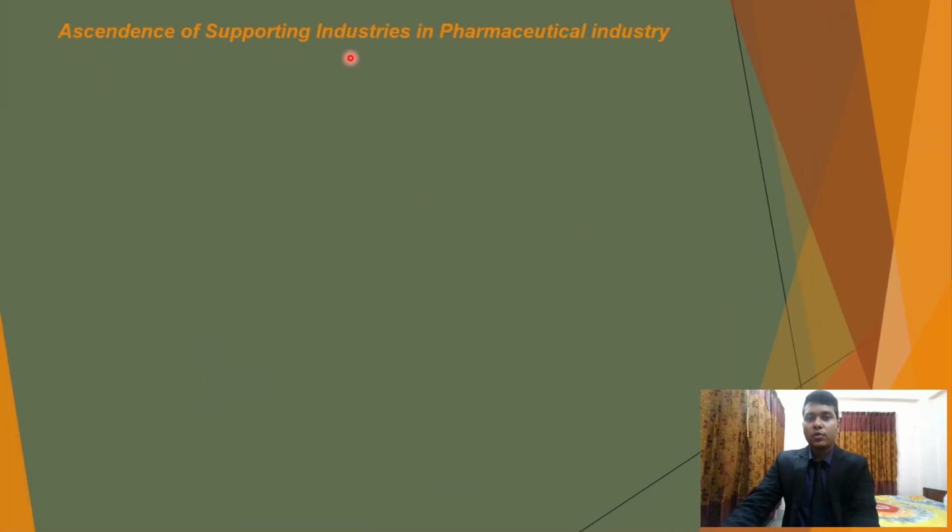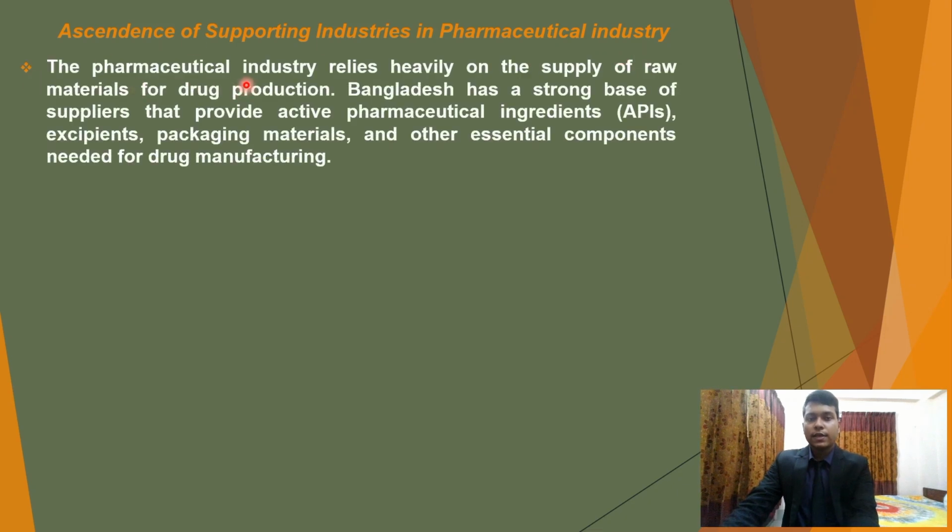Ascendance of supporting industries in the pharmaceutical industry. The pharmaceutical industry relies heavily on the supply of raw materials for drug production. Bangladesh has a strong base of suppliers that provide active pharmaceutical ingredients, APIs, excipients, packaging materials, and other essential components needed for drug manufacturing.